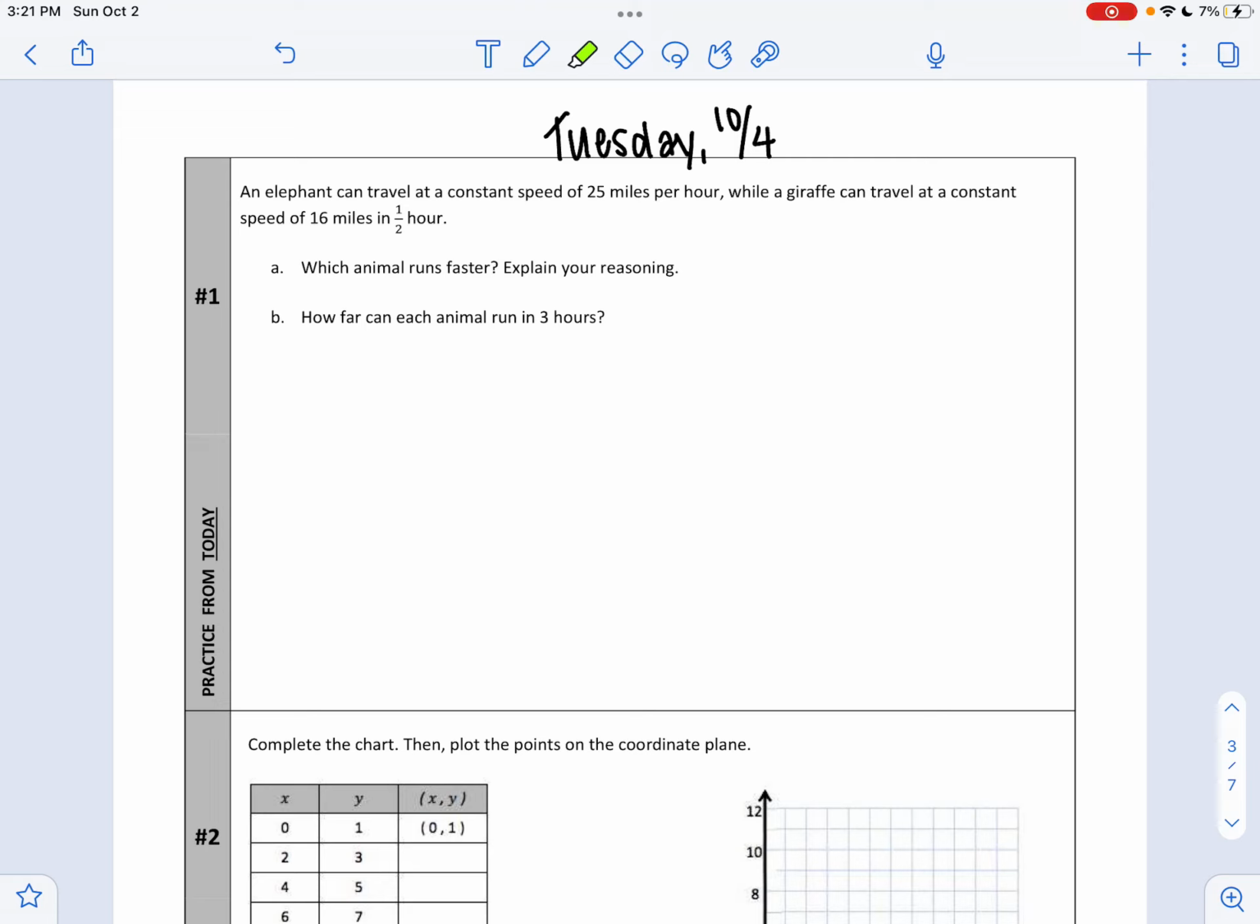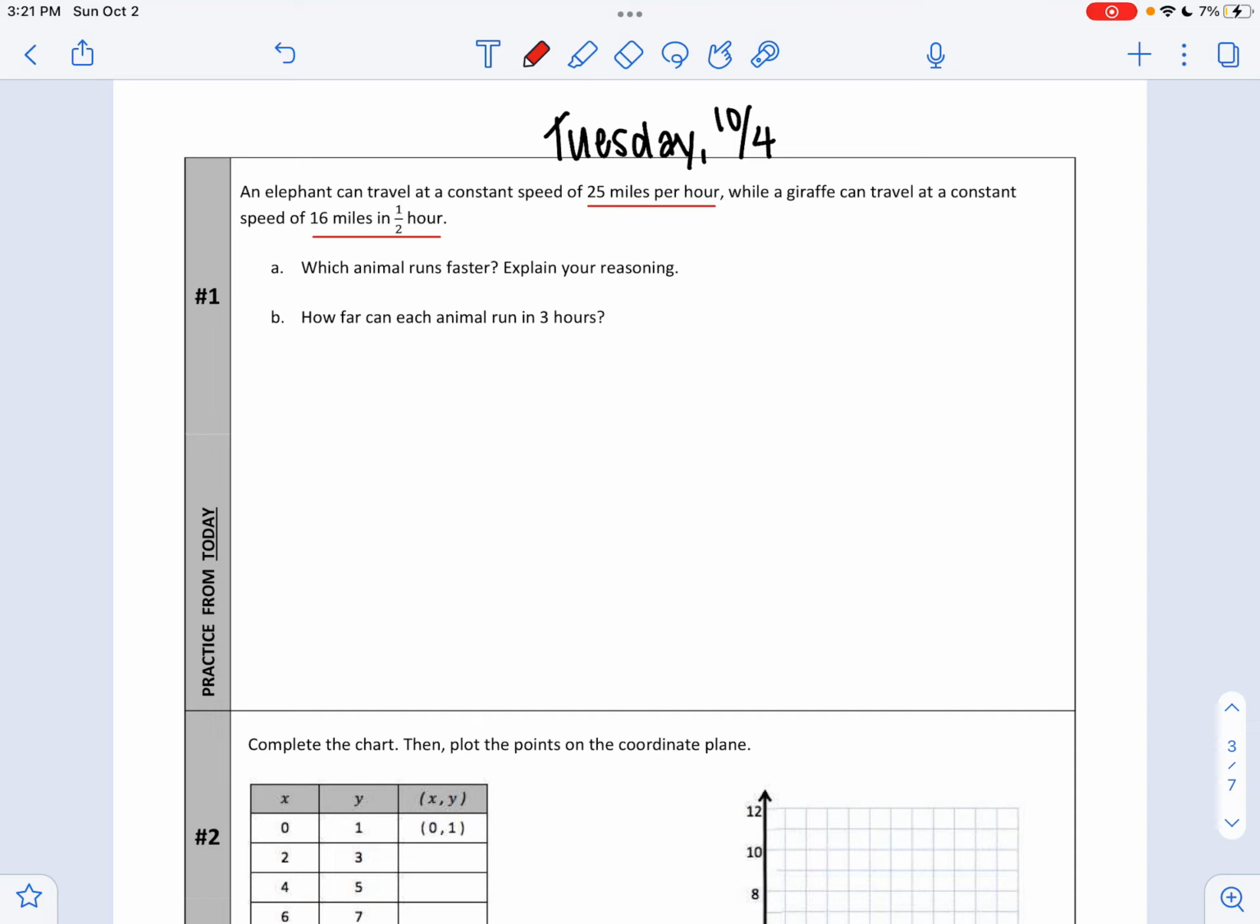An elephant can travel at a constant speed of 25 miles per hour, while a giraffe can travel at a constant speed of 16 miles in 1/2 an hour. Which animal runs faster? Explain your reasoning.